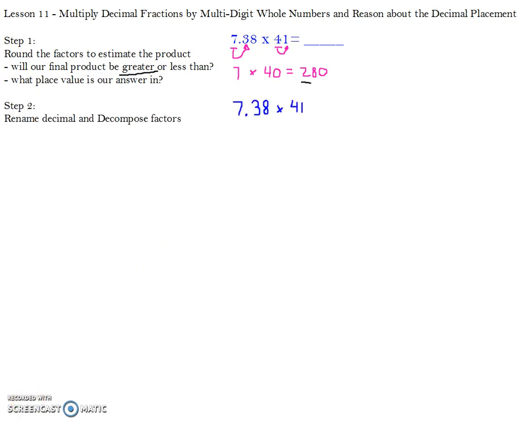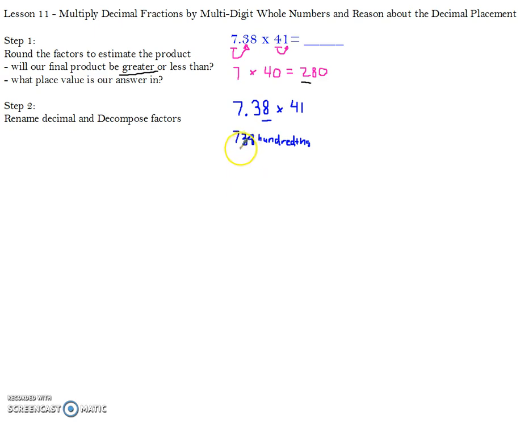Step 2 is we want to rename our decimal and then decompose both factors. When you're renaming your decimal, you want to look at the lowest place value, and for this number it is in the hundredths, so we're going to rename our decimal in hundredths, which would be 738 hundredths. Next, we want to decompose both factors.